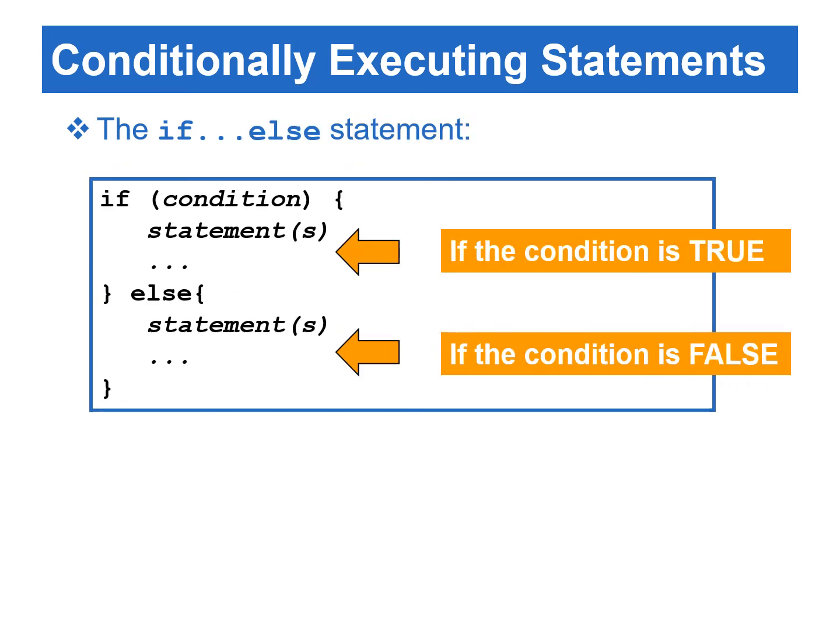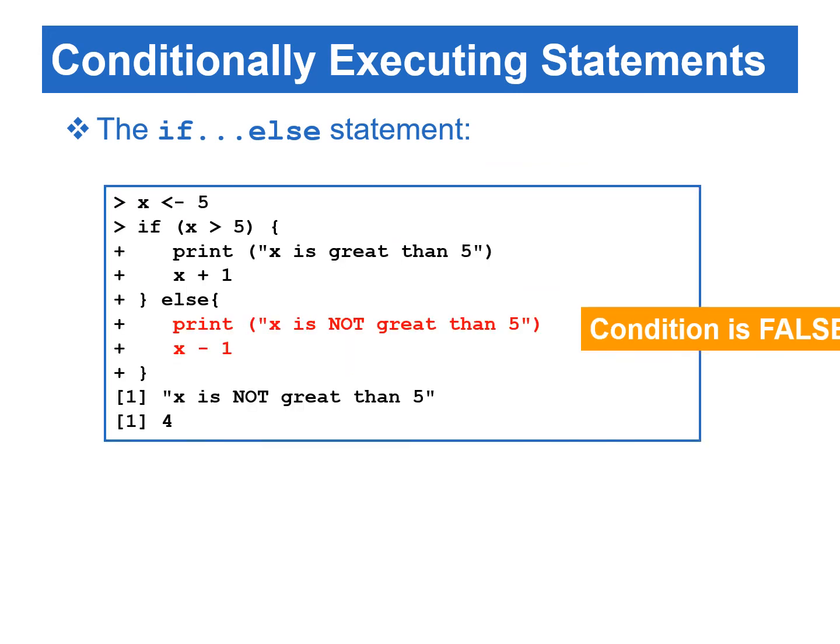We can add an optional else clause to the if statement. When the condition is false, the statements within the else clause are executed. For example, x is assigned 5. Since x is not greater than 5, the two statements within the else clause are executed. One command is printing x is not greater than 5. The other command is subtracting 1 from x.